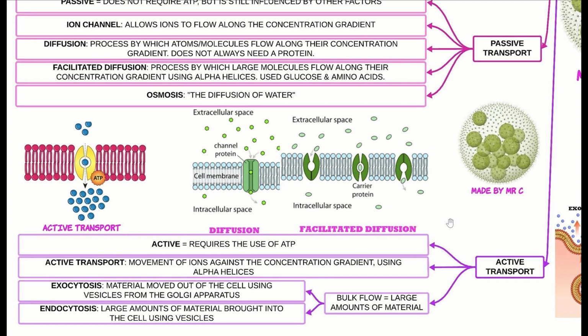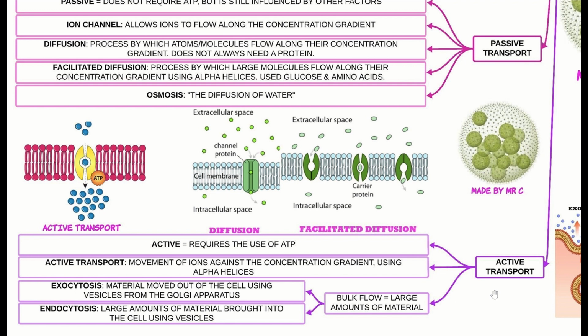Then we've got active transport. The word active means it requires the use of ATP. All right, the first example of active transport is where the movement of ions is against the concentration gradient, and again it uses an alpha helix because the alpha helix links the outside to the inside.